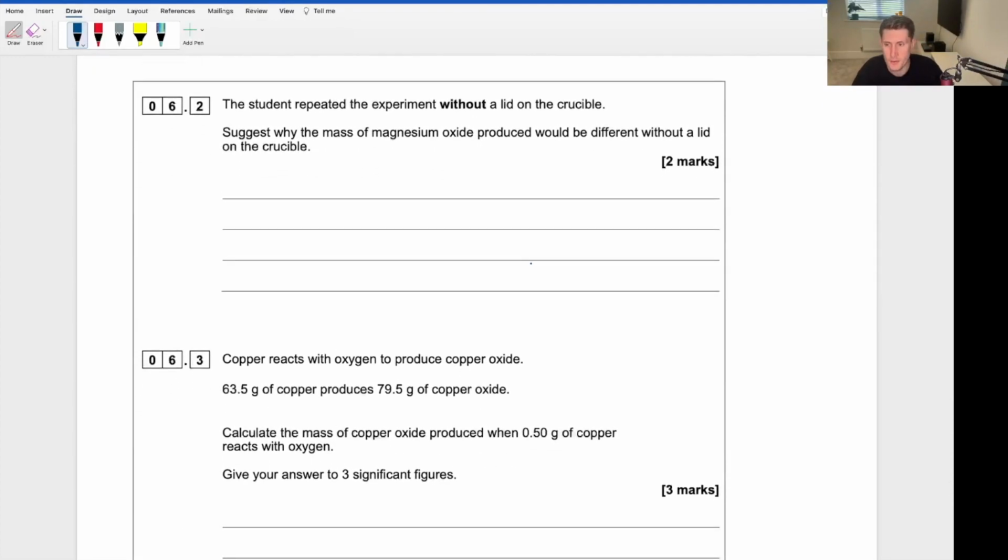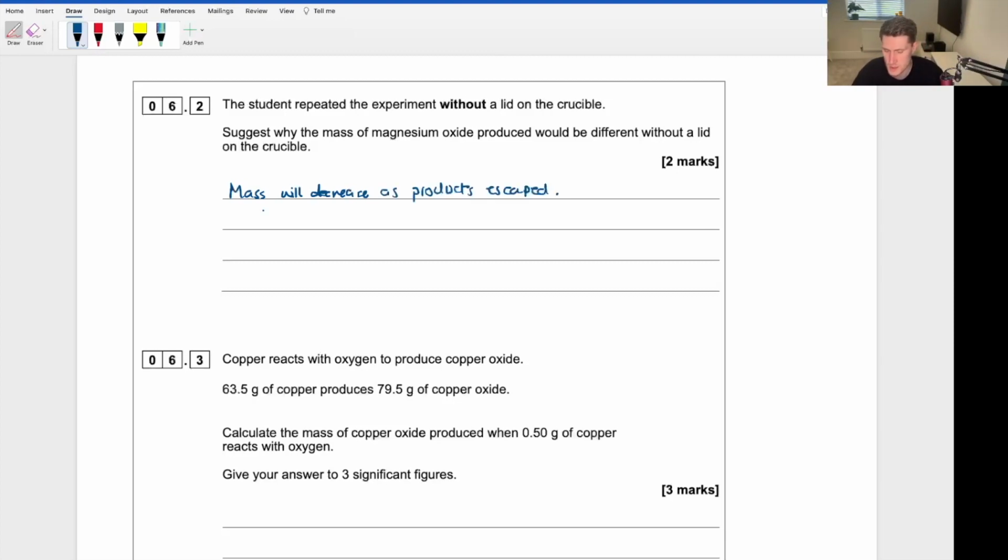6.2 and 6.3. So it says here that the student repeats the experiment without a lid on the crucible. Suggest why the mass of magnesium oxide produced would be different without a lid on the crucible. Well, if you leave the lid off, all that magnesium oxide will escape into the atmosphere, and therefore your mass will go down because it's not staying in the container. So mass will decrease, as products escaped.